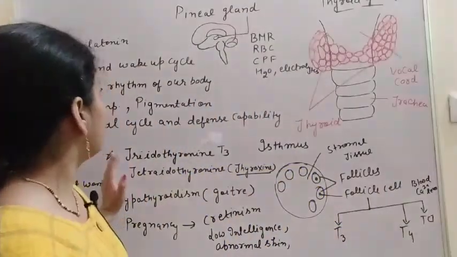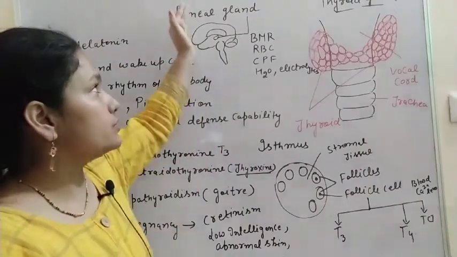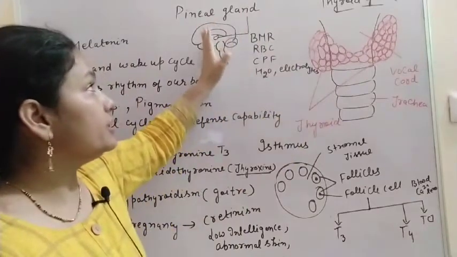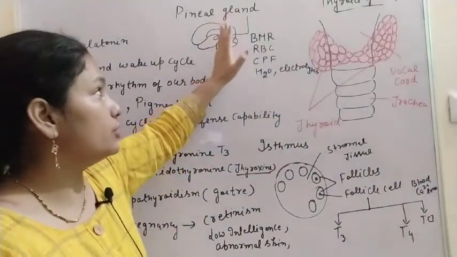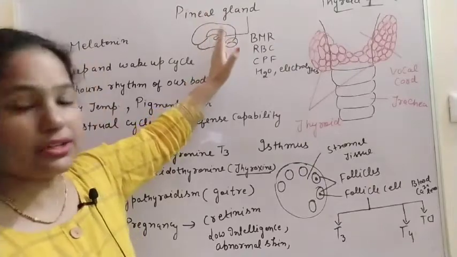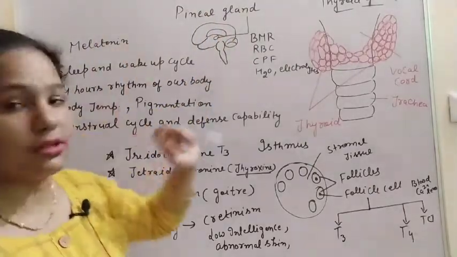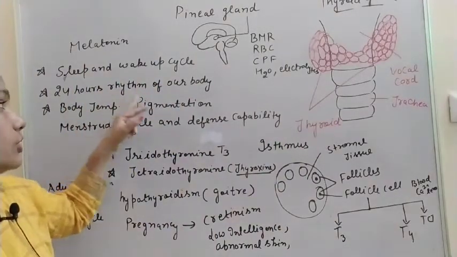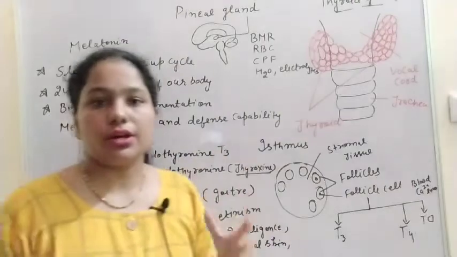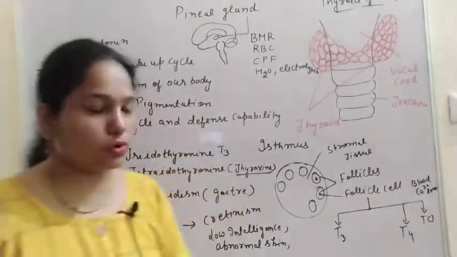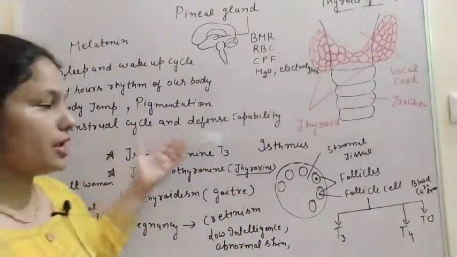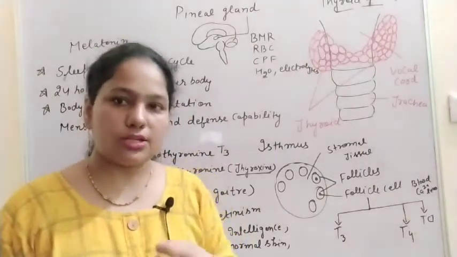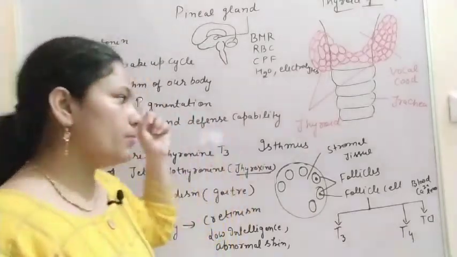So I think you understood the two glands. First is the pineal gland and second is the thyroid gland. The pineal gland is present at the base of the forebrain and it releases the hormone melatonin, which regulates the sleep and wake-up cycle, the 24-hour rhythm of our body temperature, the pigmentation in our body, the menstrual cycle, and the defense capability, which is also provided by melatonin.